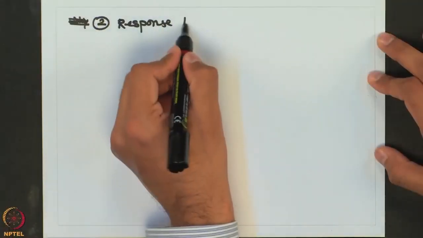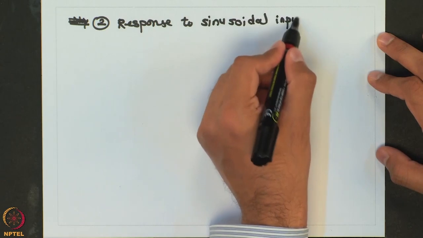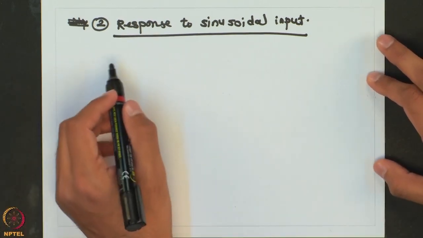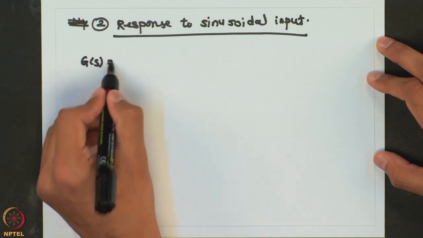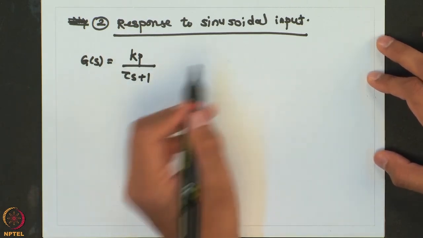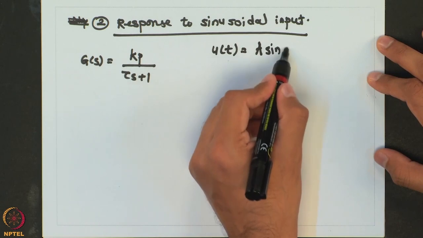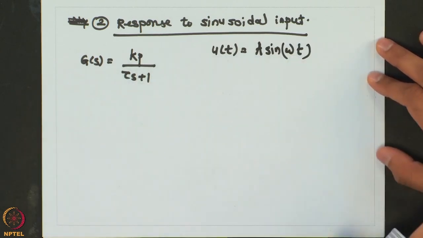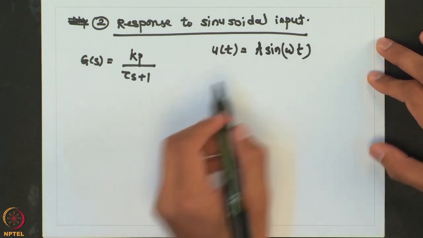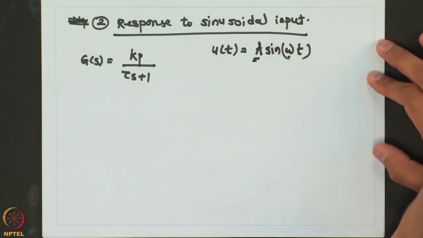Let us now look at the response to another important input, which is a sinusoidal input. So let us consider again the transfer function G(s) is Kp over tau s plus 1, and change in input will say is A sin omega t. Now note that when we are writing this y and u, these are deviation variables, so we are always considering a deviation from a steady state. So let us say we give a sinusoidal input to this first order system, which has an amplitude of A and omega.